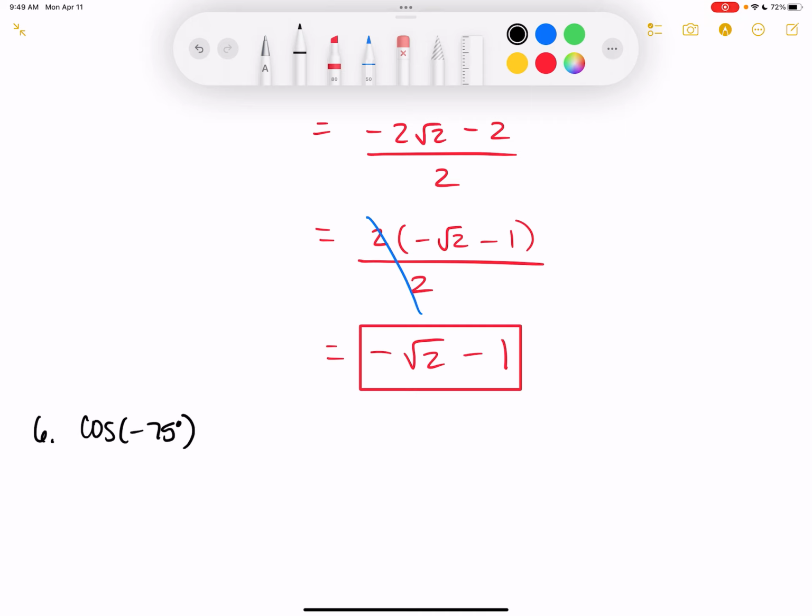So cosine of negative 75. Half of what gives me negative 75 that also happens to be a known value? 150. So this is the cosine of half of negative 150. Now, negative angles are not our friend because that means we have to go backwards. That just sounds like a lot of work. What can I do to make it positive?